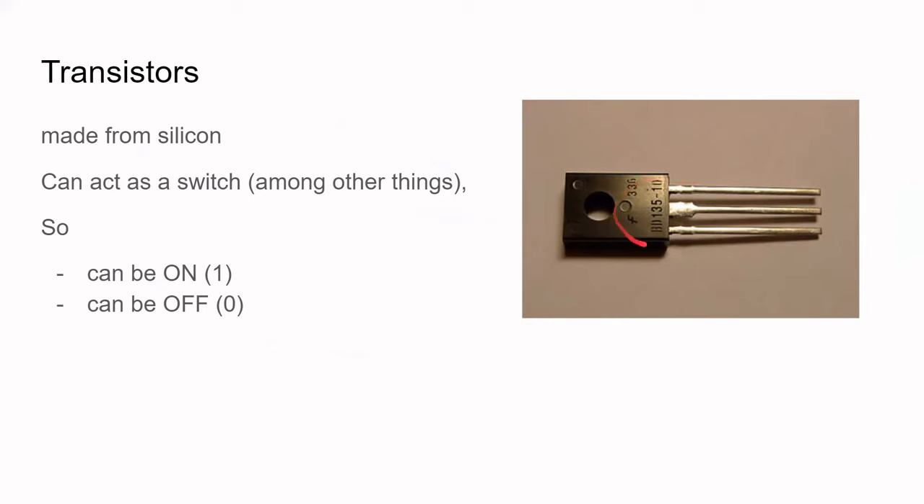We don't have to worry about the details. Among other things, a transistor can act like a switch. So what does a switch do? A switch can be on or a switch can be off. Do you see the connection? On can be thought of as 1, off can be thought of as 0. So this is the connection. Now we are getting to the climax of the story, why computers understand only ones and zeros. So this was the transistor. A transistor is made from silicon. A transistor can act like a switch, on, off.